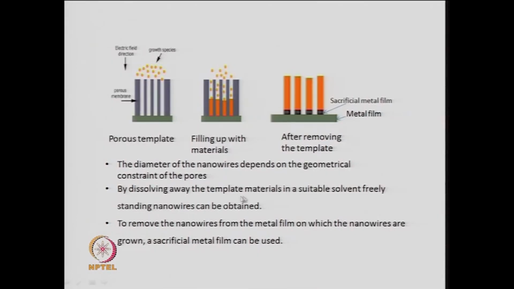The dissolving of the template material should also be easy. So, if you have a porous material which cannot be dissolved easily or removed easily, then that is not going to produce nanowires. It is going to be difficult to get freestanding nanowires, and the sacrificial metal film technique can be used if you want absolutely free nanowires. Otherwise, they will always be on this metal film at the bottom, which is being used as a working electrode.